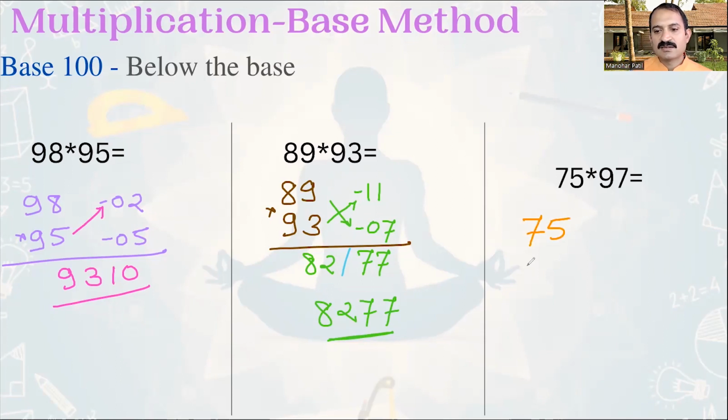Final example is 75 into 97. So it will be minus 25 and then minus 3. So 25 3s are 75. Minus minus gets plus, and then cross addition. 75 minus 3 will become 72. So 72 75 is the final answer.